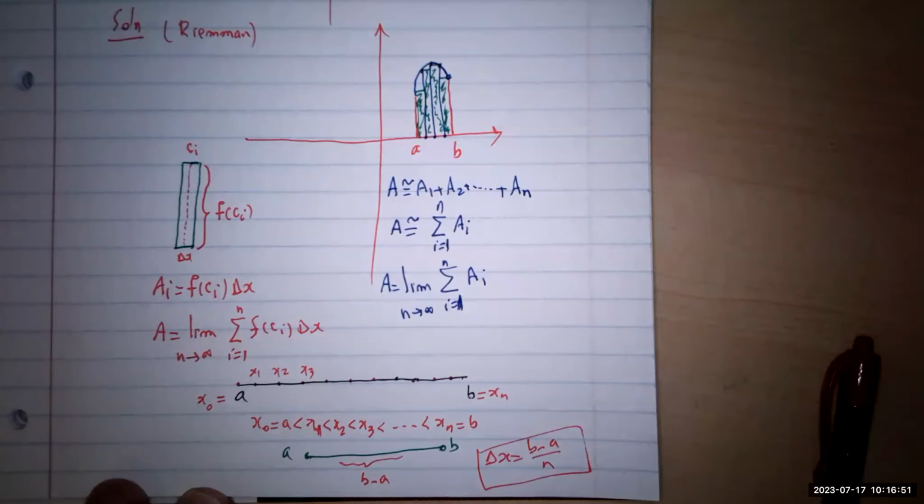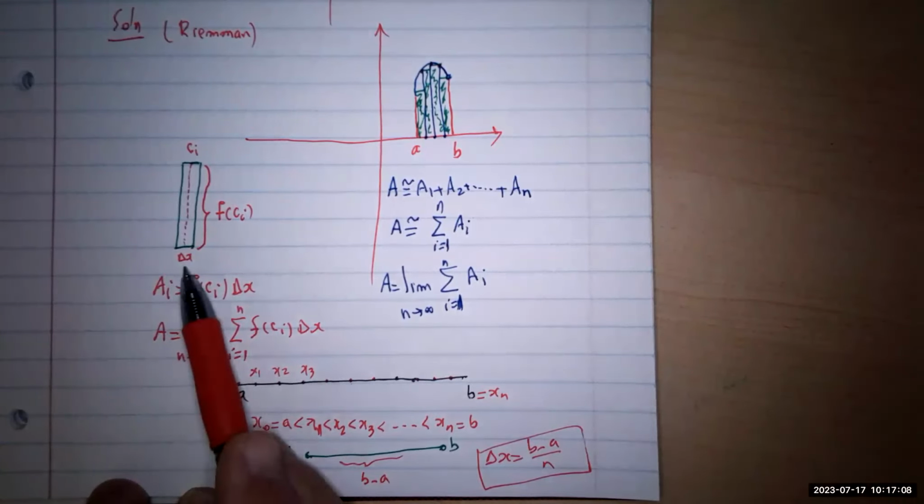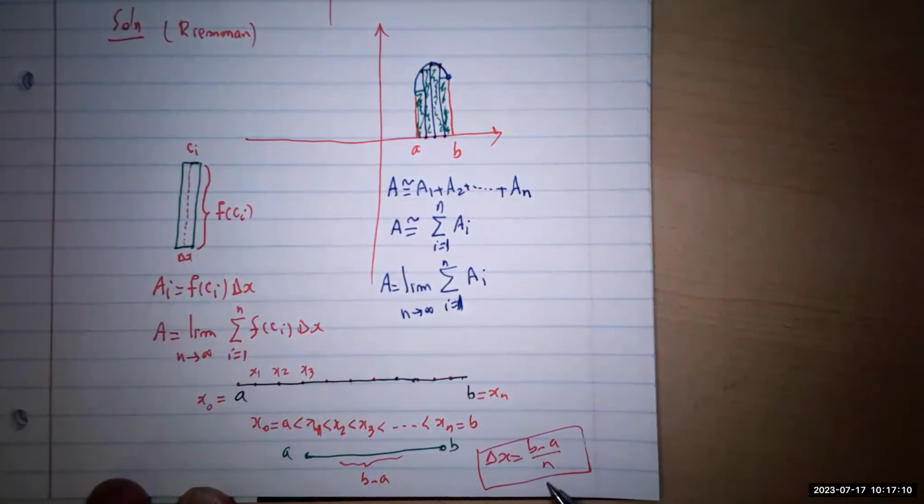It depends on how we're going to divide it. If this is 0 and 5, the length would be 5. If you want to divide into 10 parts, it's going to be 5 over 10. Divide into 100 parts, 5 over 100. So this delta x that we talk about is going to be b minus a over n. When we use this formula, you know what delta x is. Okay, this is number 1. Any questions?